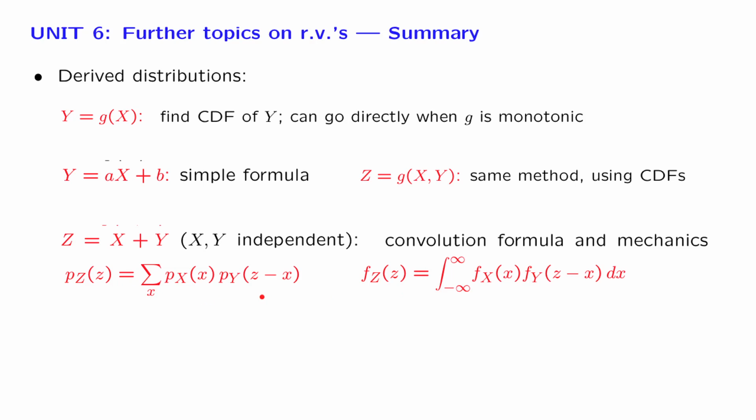This operation is called the convolution of two PMFs or convolution of two PDFs, and there are also some nice mechanical ways of organizing the calculations that are involved here. Finally, an important fact, which is derived by using this convolution formula, is the following: if we're dealing with two independent normals, then their sum will also be a normal random variable.